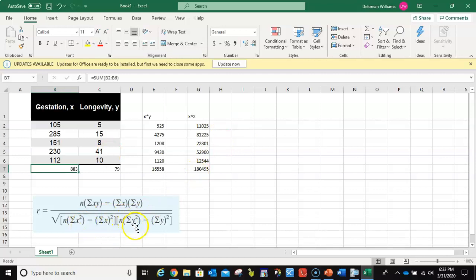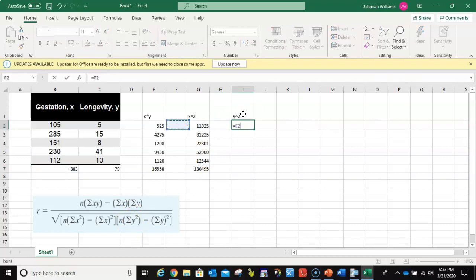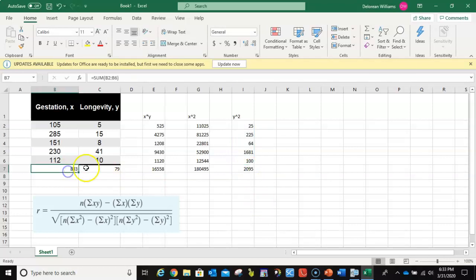And then if I look over here, I need the sum of the squares of y. So I want the y values squared. So equals the y value squared. And I just copy that down and equals sum. So I want the sum of that. And so these 5 numbers represent the 5 values that I need for this formula here. And I'm going to show you how we're going to write this out and set it up too.